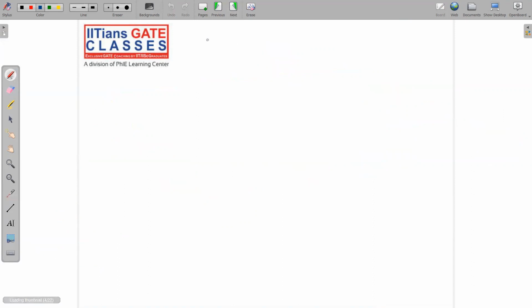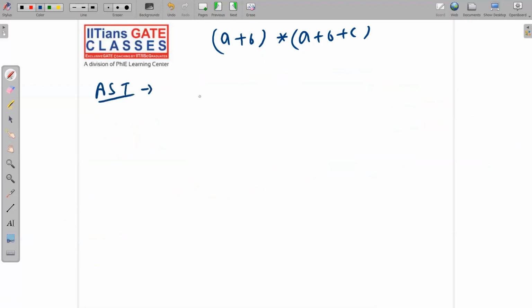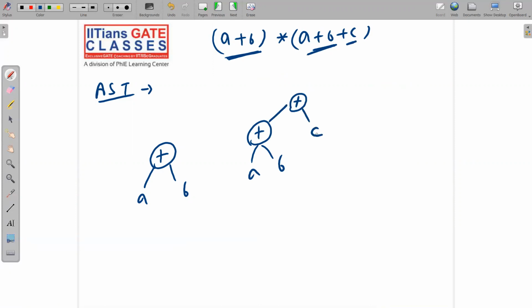Let us suppose we have A plus B star A plus B plus C. First I am showing you the AST, abstract syntax tree. A plus B will be done first, so I will say plus AB. Then again we have to add A plus B, and then add that A plus B with C. Like this we will do, and then we will multiply these two. This is your abstract syntax tree.